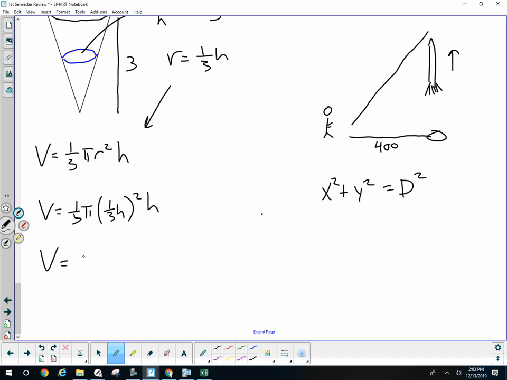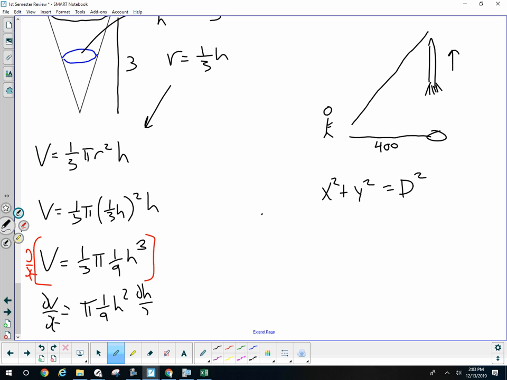Before taking the derivative, I would simplify this. This turns into 1/9 h squared, but the h squared can be multiplied by this h to be h cubed. Now I'm ready to take the derivative of this with respect to t. This is just one example of plugging in something that is fixed. dV/dt would equal pi times 1/9 h squared times dh/dt. You'd be able to plug in that information.